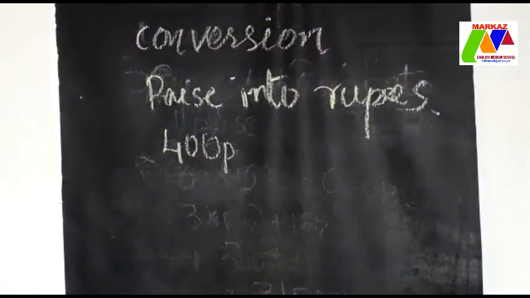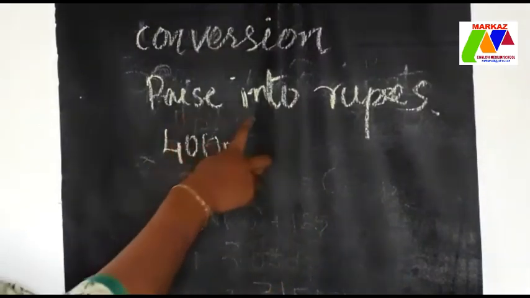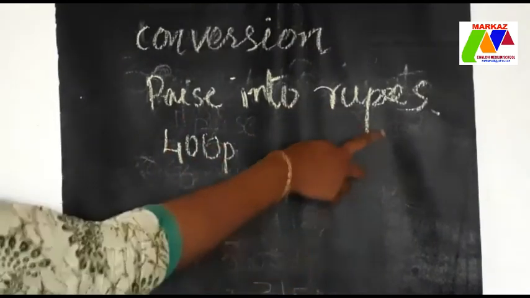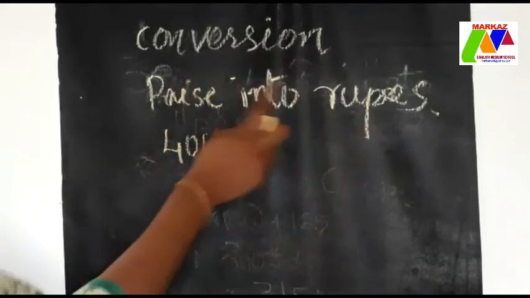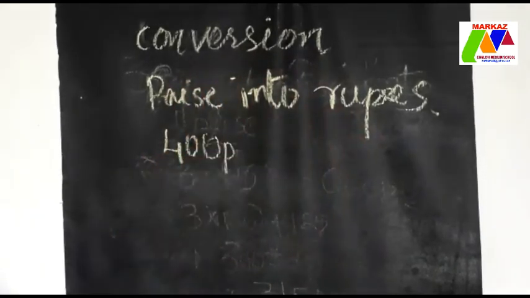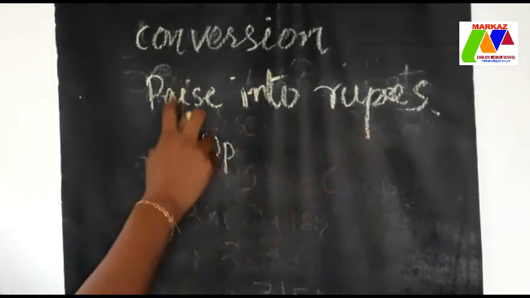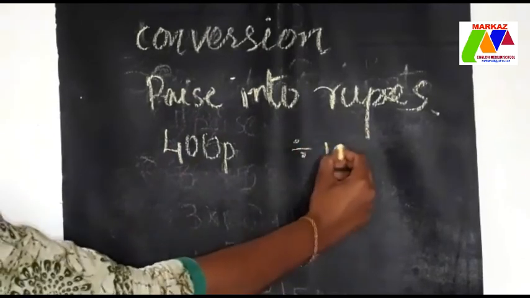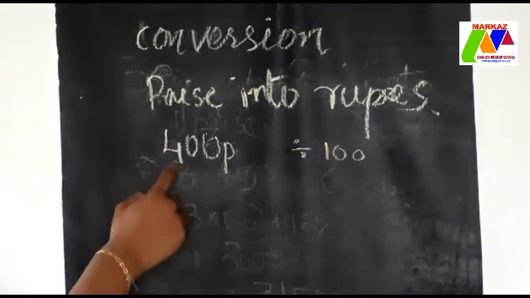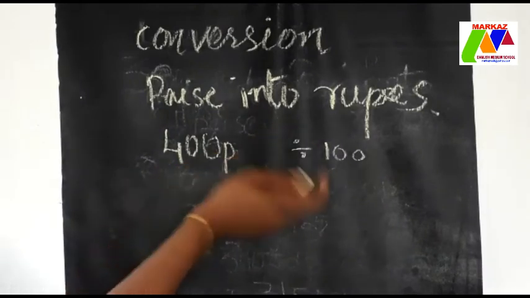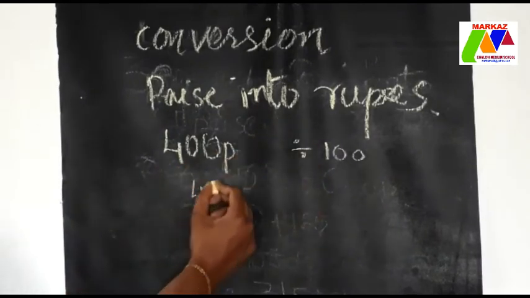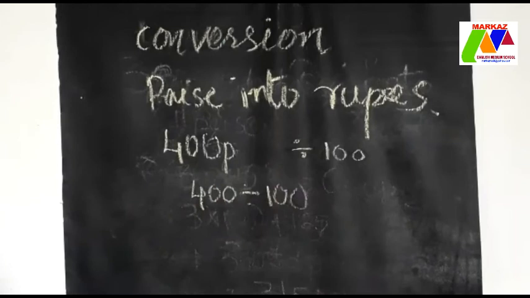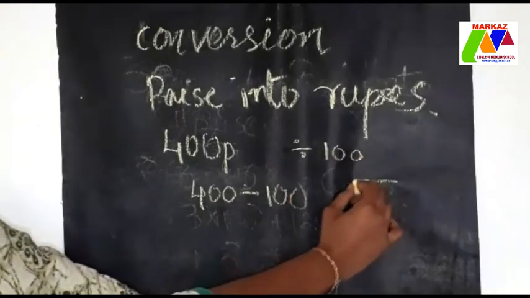Students, now let us study how to convert paise into rupees. In order to convert rupees into paise, what we have to do? We have to multiply it by 100. In the case of paise into rupees, we have to divide it by 100. Understood? Now let us convert this 400 paise into rupees. So what we have to do? We have to divide it by 100. Okay. Now let us do this.